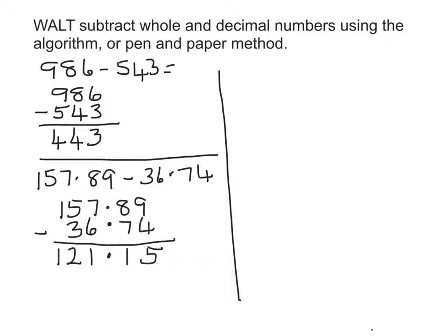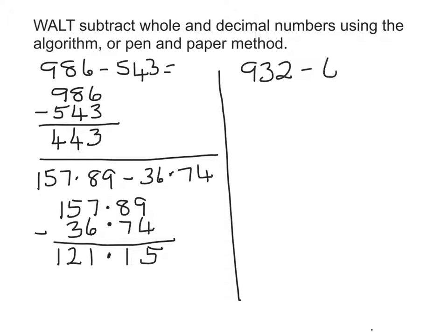So that's how we handle whole number and decimal subtractions using the algorithm, where no renaming or decomposition is required. Let's move now to subtraction sums where the top number does not allow us enough to take away as many as we're asked to take. So let's see what that means.